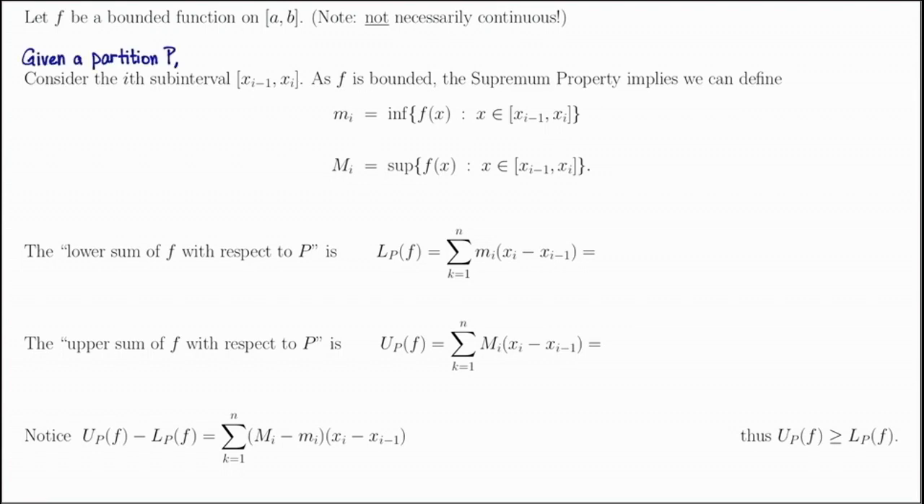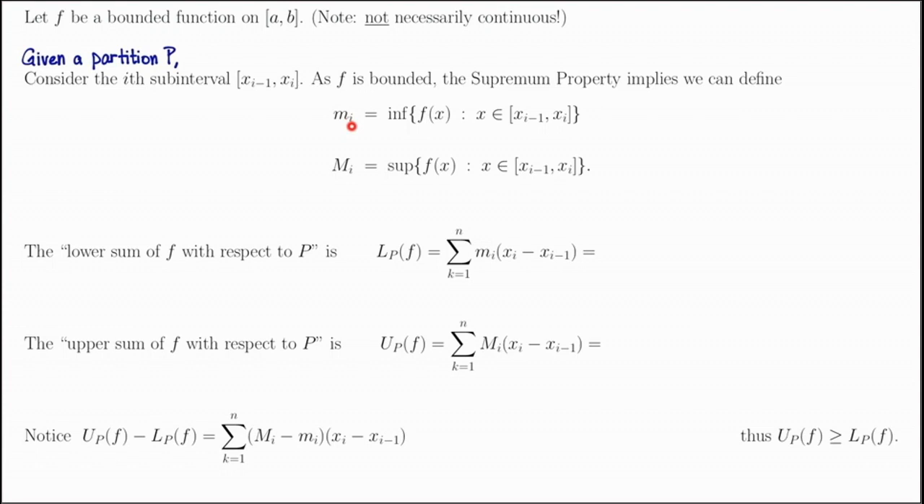Given some partition P, think about the ith subinterval. So that goes from the partition point x sub i minus 1 through x sub i. Since we are assuming that we have a bounded function, the supremum property tells us that since it's bounded above, it has a supremum. Since it's bounded below, it has an infimum. So it makes sense to define these numbers.